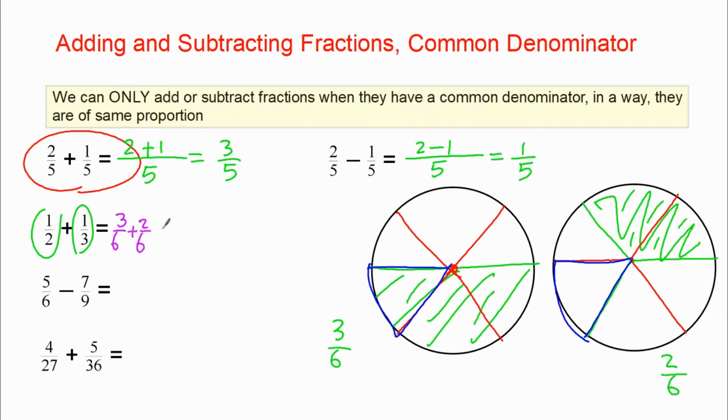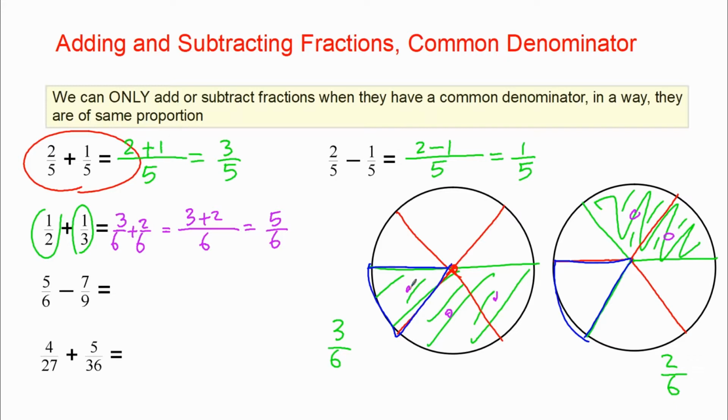By doing this, we have a common denominator. Then we can keep the denominator and say 3 plus 2, and the answer would be 5 over 6. And as you can see in here, we have 2 in here and 3 in here. So in total, 5 out of 6 when we add these two fractions. So that is a way of getting a common denominator.